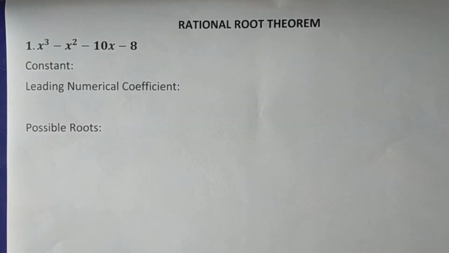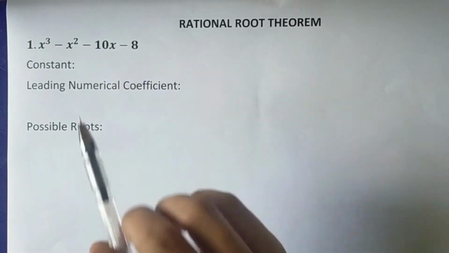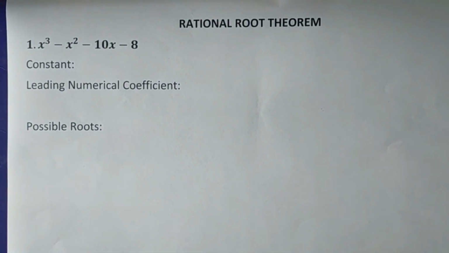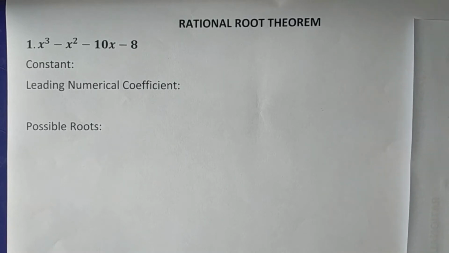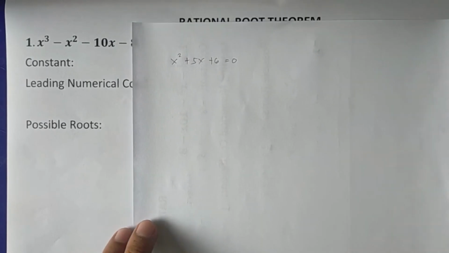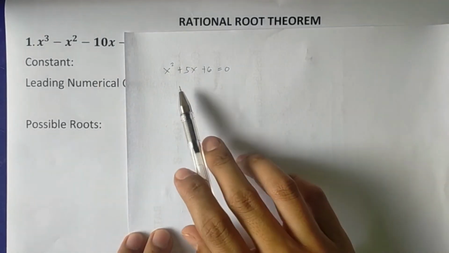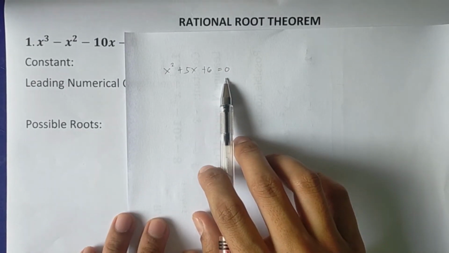Let's go to rational root theorem. Supposedly we're going to get the roots of x cubed minus x squared minus 10x minus 8. So how do we get the roots? Let's have a quick review first. When you were in your previous years, like when you were in grade 9, you are going to get the roots or solutions of this quadratic equation. We have x squared plus 5x plus 6 equals 0.